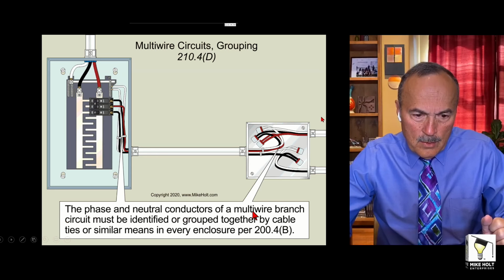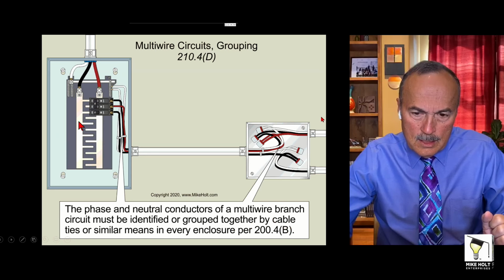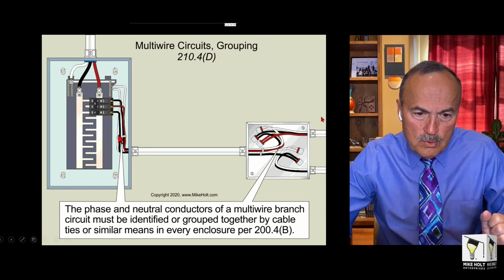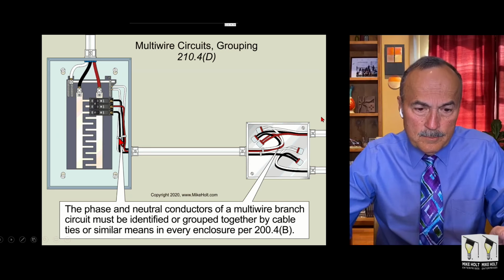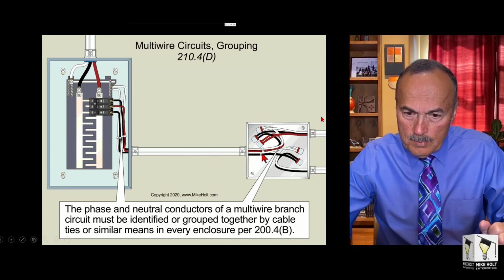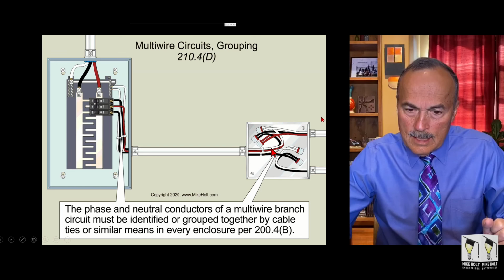I don't think so. The phase and neutral conductors of a multi-wire branch circuit must be identified and grouped together by cable ties. So let's remove this cable tie on this graphic here. Don't need to identify or group that one. And over here, don't need to group this one either, because that's not a multi-wire branch circuit. Just the black, the red, and the white have to be grouped.